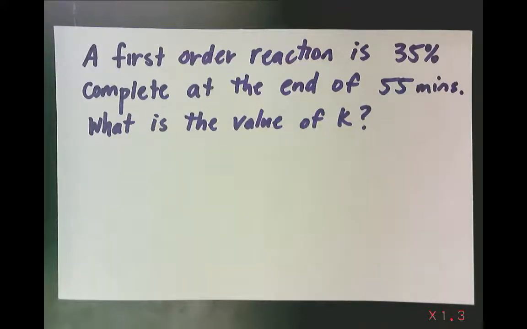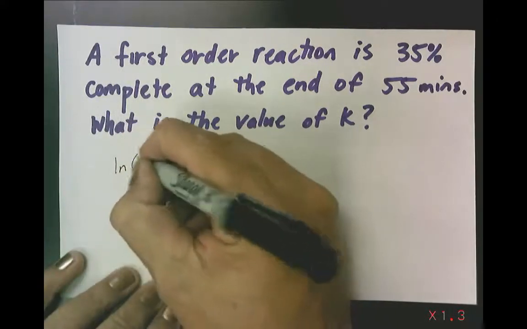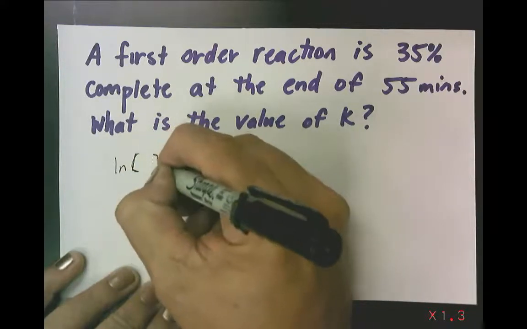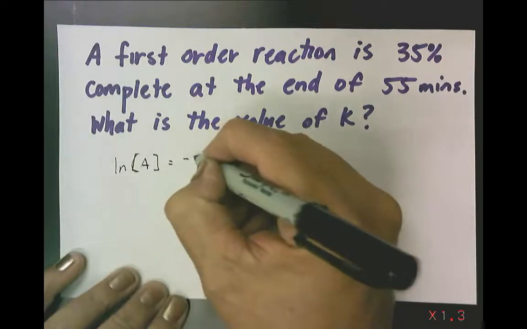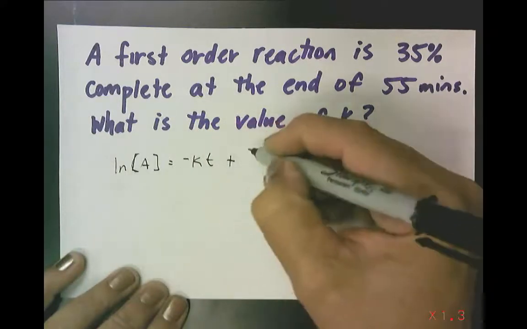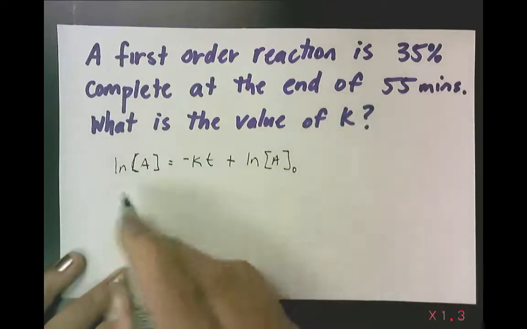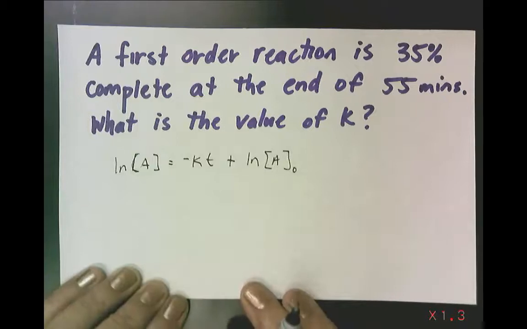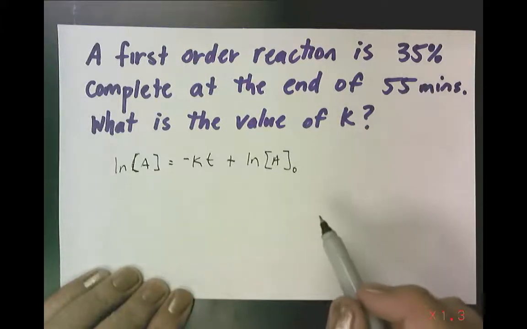Okay, so the thing you have to think about is if it's first order, it's going to have this equation, right? Shoot, I keep doing parentheses and I got to do brackets. Okay, this is our first order integrated mathematical relationship. Remember it was derived from the differential rate law using calculus. So we're just going to plug in our information.